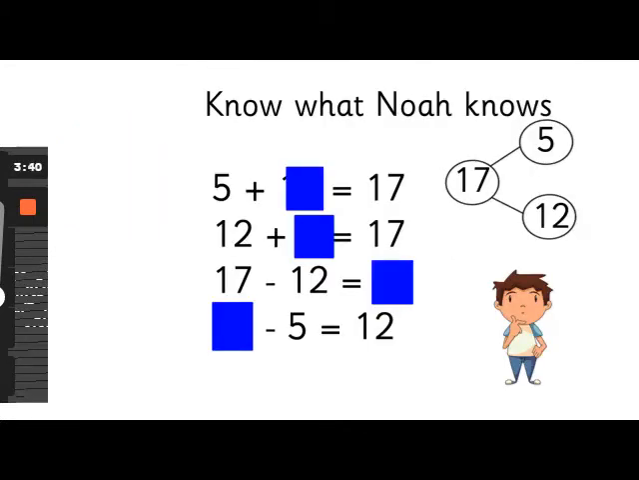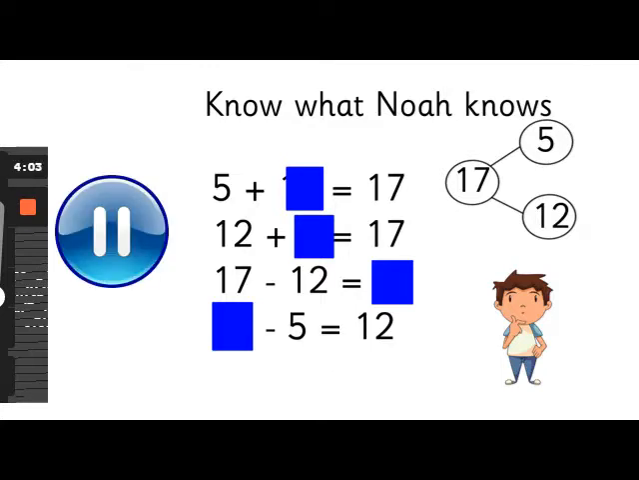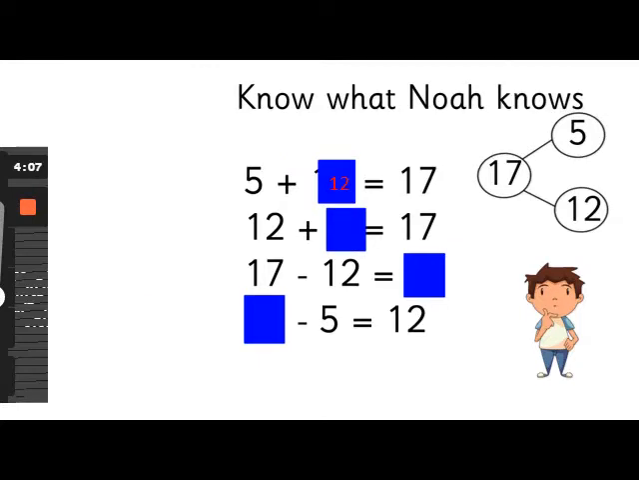Brilliant. Now we can use Bo's bonds to help us to know what Noah knows. So in the corner you can see I've got the part-part whole model. It's there to help us. We need to work out what these missing numbers are in the number sentences. So the first one says 5 add something equals 17. We need to work out what that missing number is. I wonder if you can work it out. Pause the video now to see if you can. Well done, it's 12. 5 add 12 equals 17.